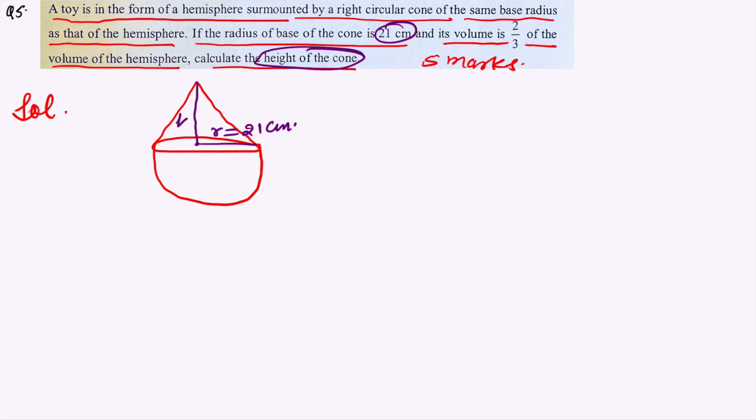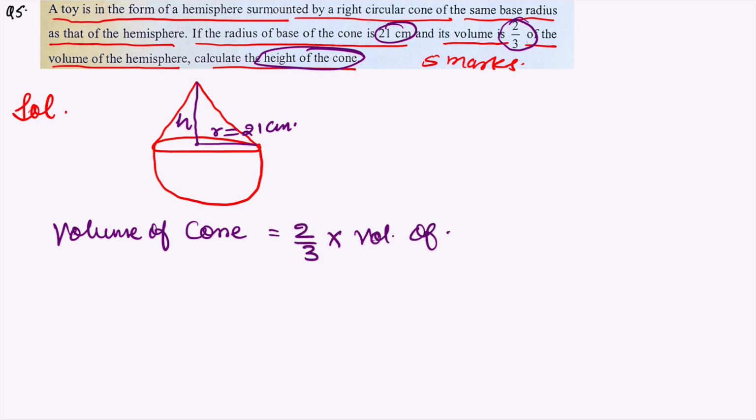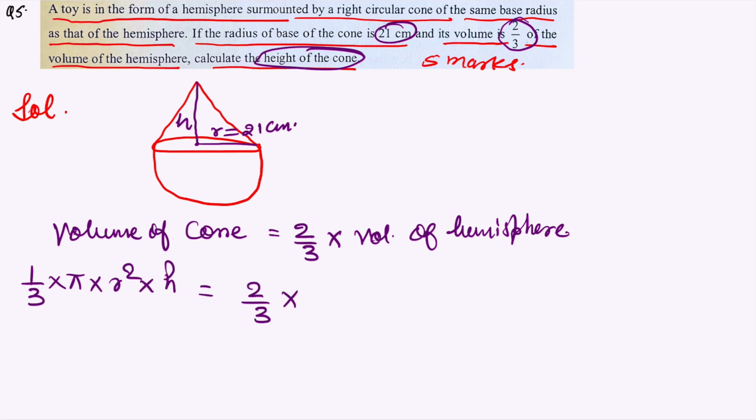So let's say the height of the cone is h, and it is said that the volume of the cone is 2 by 3 of the volume of the hemisphere. So what we have to do is just make the equation. We know that volume of cone equals 2 by 3 times the volume of the hemisphere. The volume of the cone is 1 by 3 pi r square into h, which equals 2 by 3 times the volume of the hemisphere, which is 2 by 3 pi r cube.